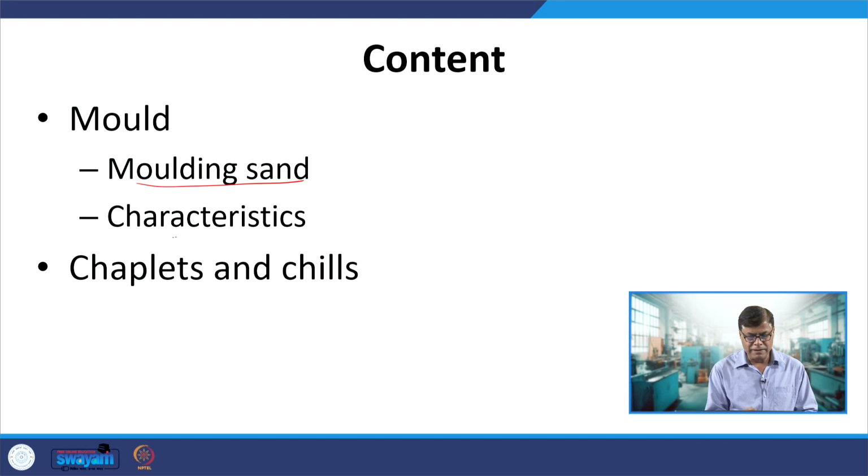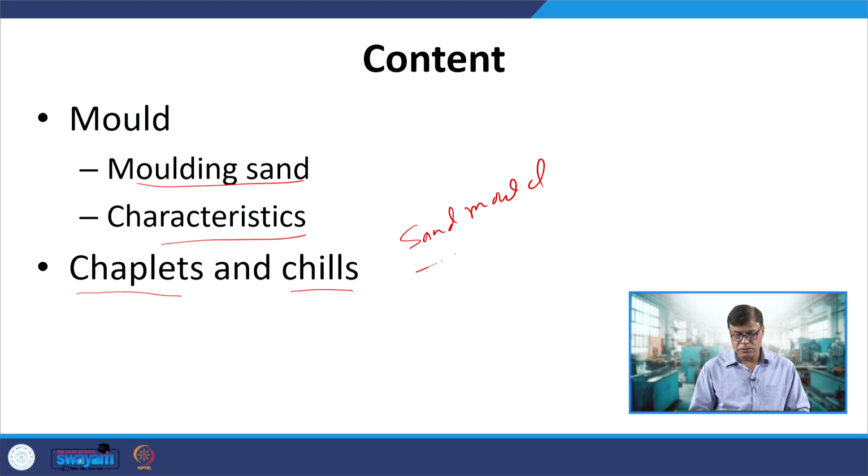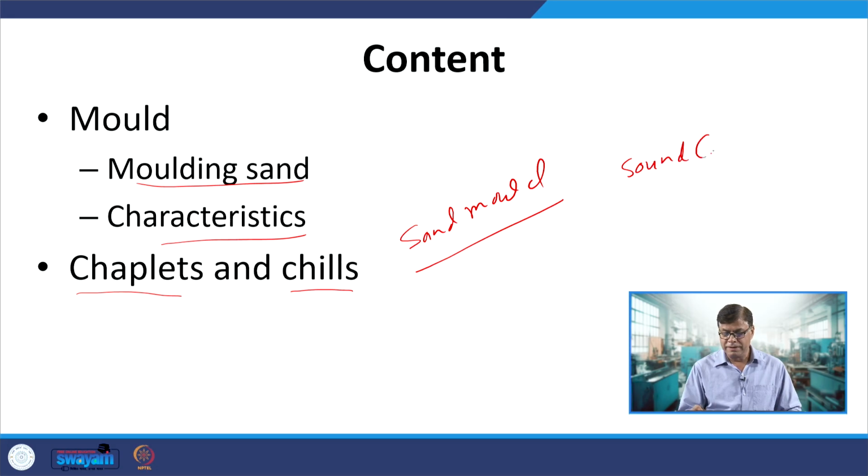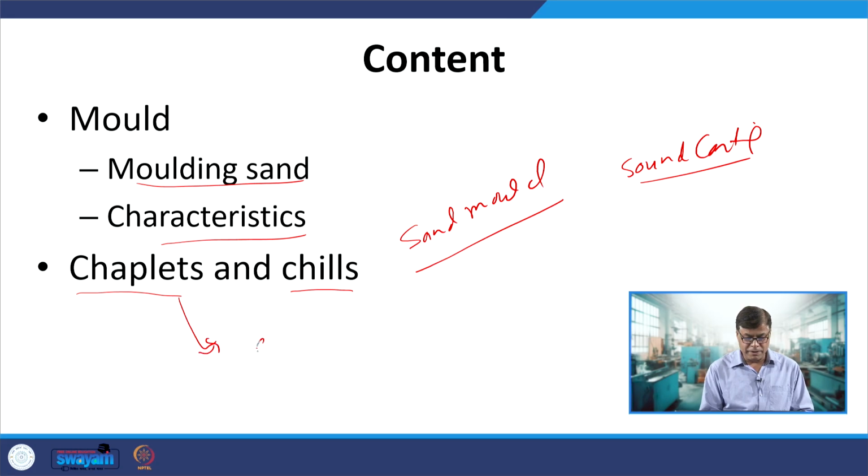As far as content is concerned, in this one we will be talking about the molding sand and the characteristics associated with it. Then I will also be talking about two important things, the use of chaplets and chills in the sand mold. The primary role of these two in the sand mold is to help in development of the sound casting. Chaplets are primarily used for supporting the core.